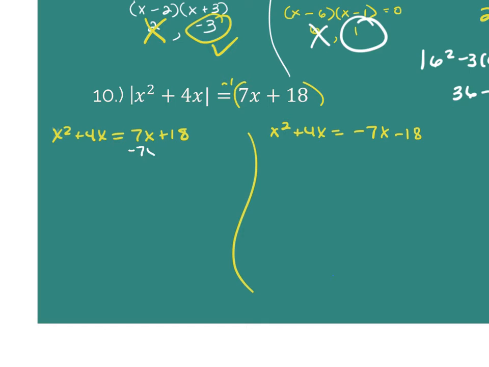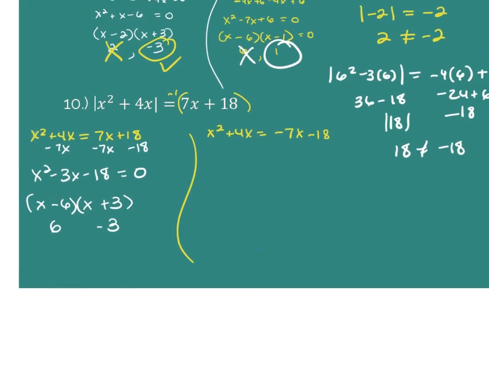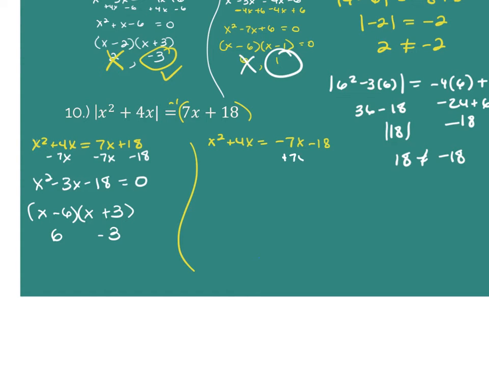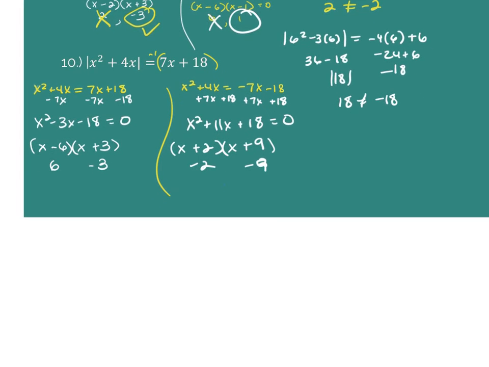Here, I'd move the 7x and the 18. x squared minus 3x minus 18. Factors of negative 18 that sum to negative 3: negative 6 and positive 3, so I get 6 and negative 3. On the right, add the 7x and the 18, and I get x squared plus 11x plus 18. Factors of positive 18 that sum to 11: 2 and 9. Negative 2, negative 9. Now we check.